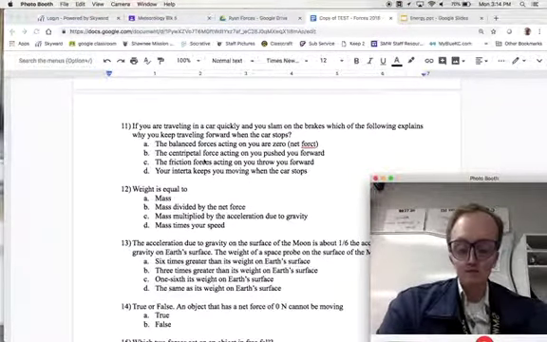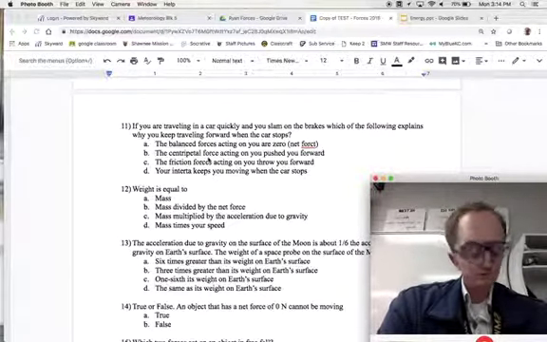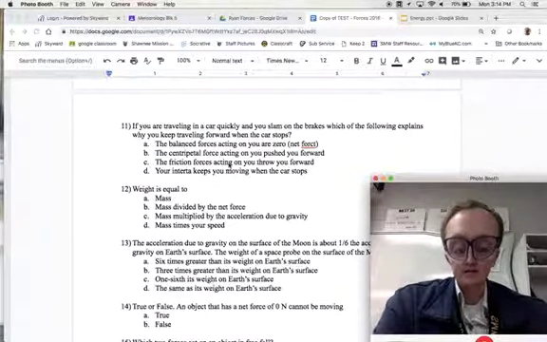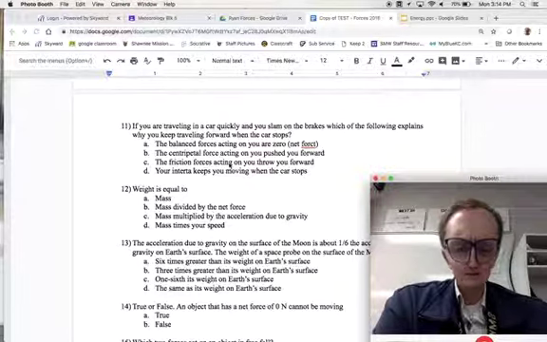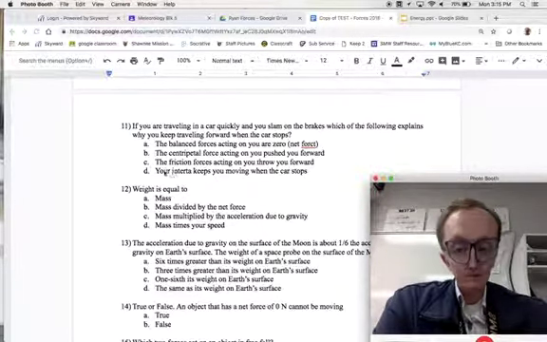Why? Well, the net force acting on you is 0. Nope. That's a typo right there. Centripetal force, there is no centripetal force in this case. The friction forces acting on you throw you forward? No, that doesn't even make sense. Your inertia keeps you moving when the car stops. There it is. Your answer is D. It's Newton's first law.